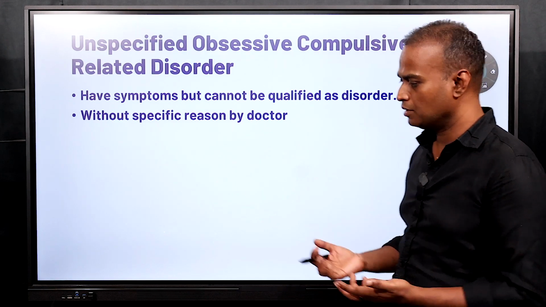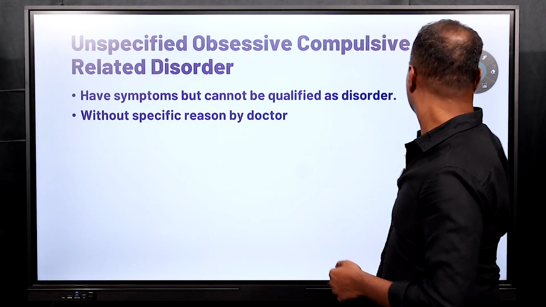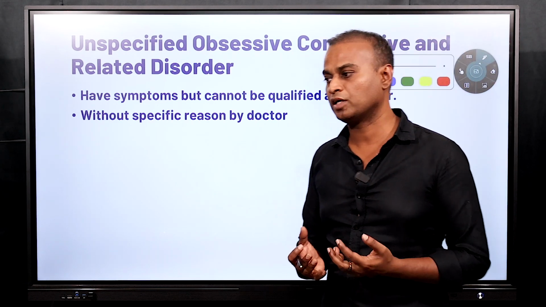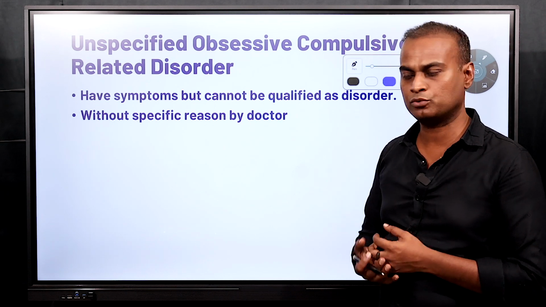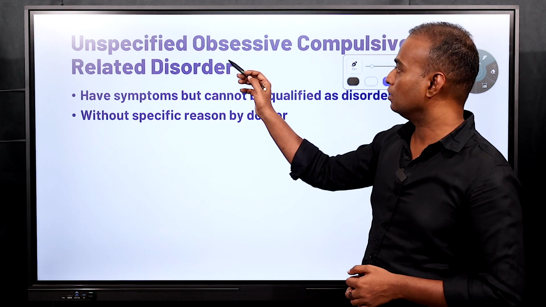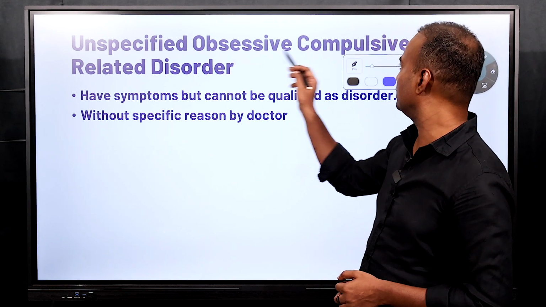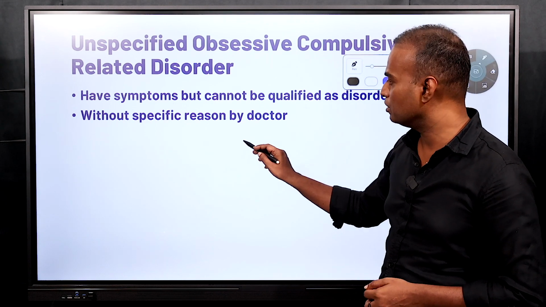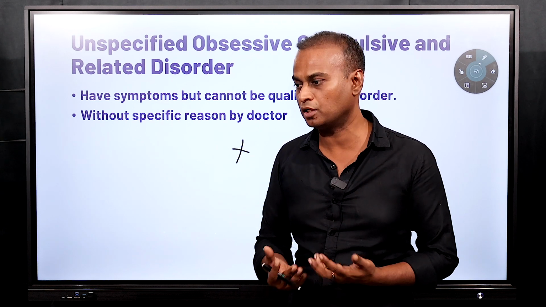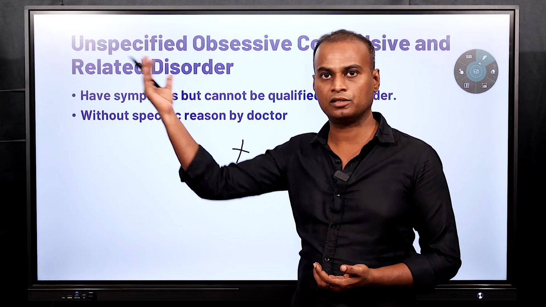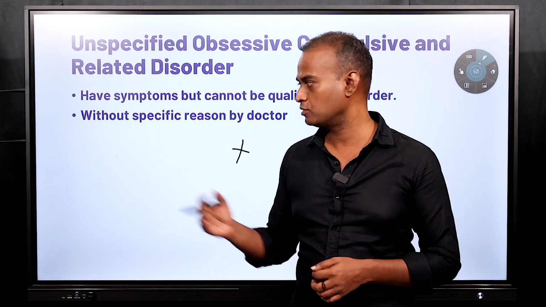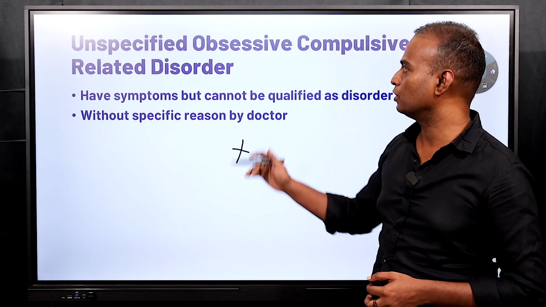When the same thing happens, the patient comes to the doctor and has obsessions and compulsions, but the doctor is not fully satisfied, or the disease is not fully matured, or the symptoms are not matching any of the previous diagnostic criteria. He mentions it as unspecified obsessive compulsive and related disorders when there are no reasons. The doctor is not able to identify, or doesn't want to give the reason why this patient is not fitting into the classical diagnostic criteria of the other diseases we have seen just before these slides. Then it is known as unspecified.